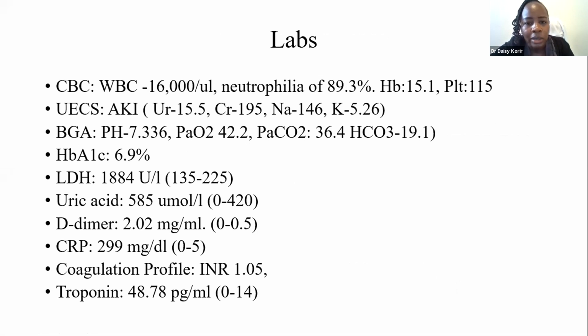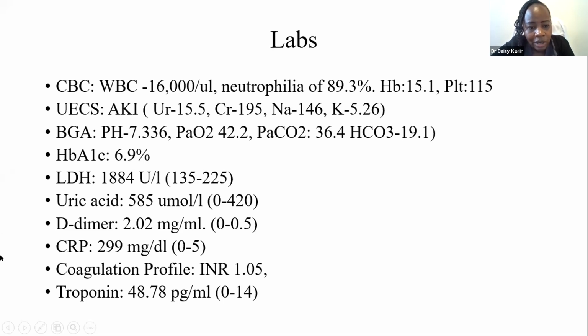So the labs that were done included a complete blood count where the white cell count was slightly elevated at 16 with a neutrophilia of 89.3%. HB was normal, but platelets slightly reduced at 115. The patient also was noted to have AKI with a urea of 15.5 millimoles per liter, creatinine of 195 micromoles per liter with a normal sodium and a potassium of 5.26. A blood gas analysis done after placing the patient on CPAP showed that the pH was 7.3 and the PO2 was 42.2 with a PCO2 of 36.4. HbA1c was also done, which was at 6.9.